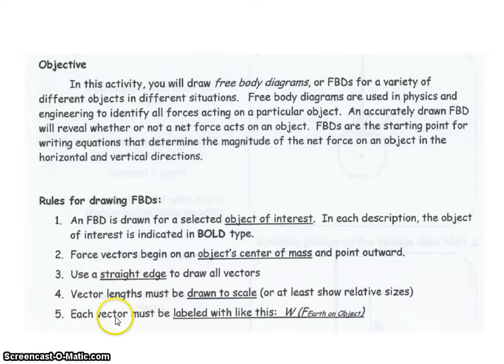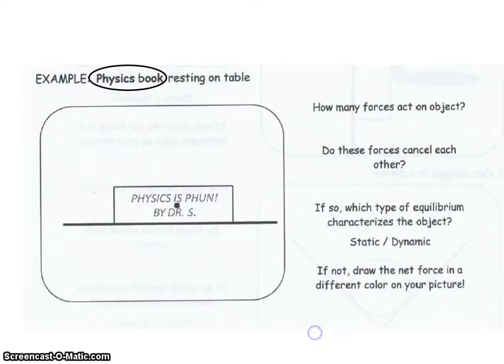And finally, number 5, when you label the vectors, you want to give them labels that might start with a nickname. For example, W stands for weight. But I'd also like you to get in the practice of labeling them in this notation, where you say weight is the force of the Earth on the object. And I challenge you, as you draw free body diagrams, to think about every force as being the result of one object acting on another. Okay, so what does this mean?